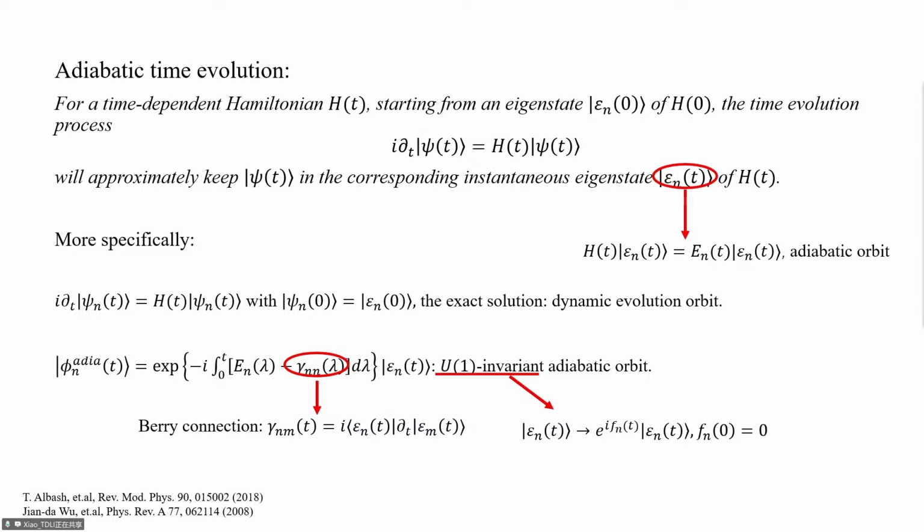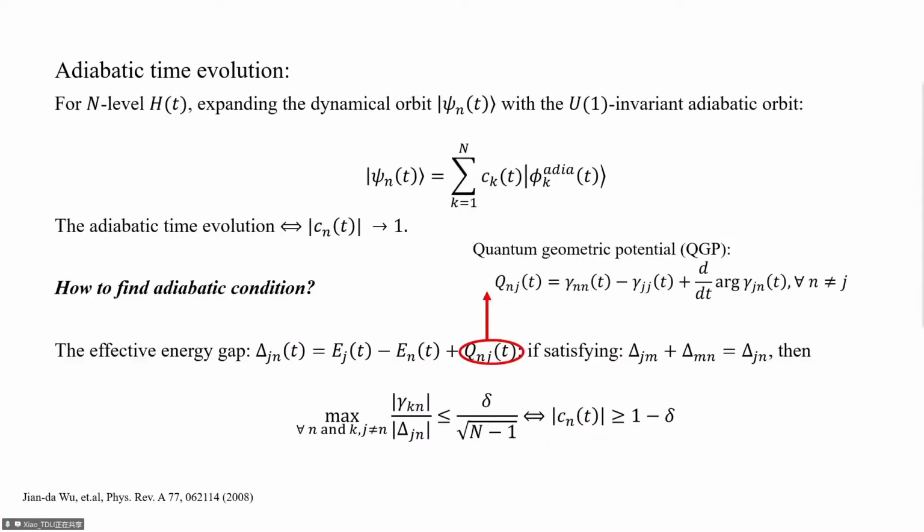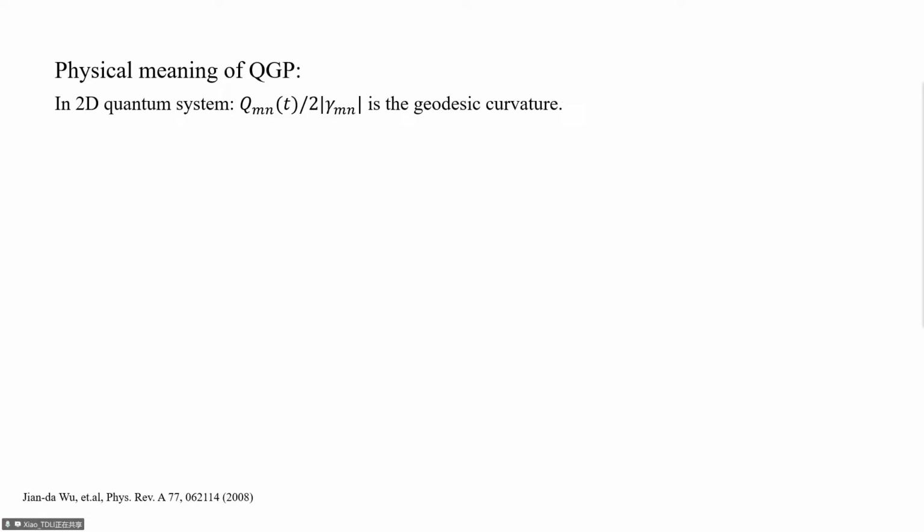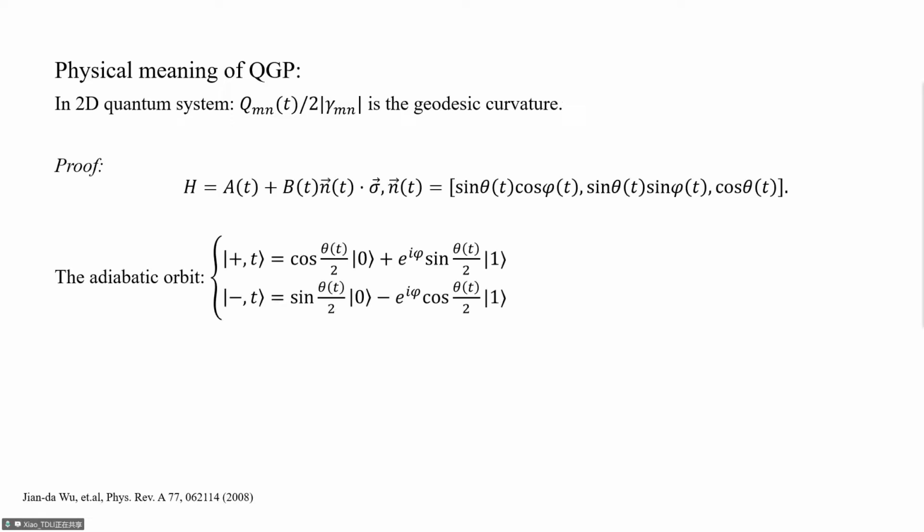The second one is known as the dynamic orbit. We can define some U(1) invariant adiabatic orbit, so you satisfy this condition. It is equivalent to say that the absolute value of Cn is larger than 1 minus delta. Consider a very simple two-level quantum system, given by the constant part, the time derivative part, together with this quantum matrix element.